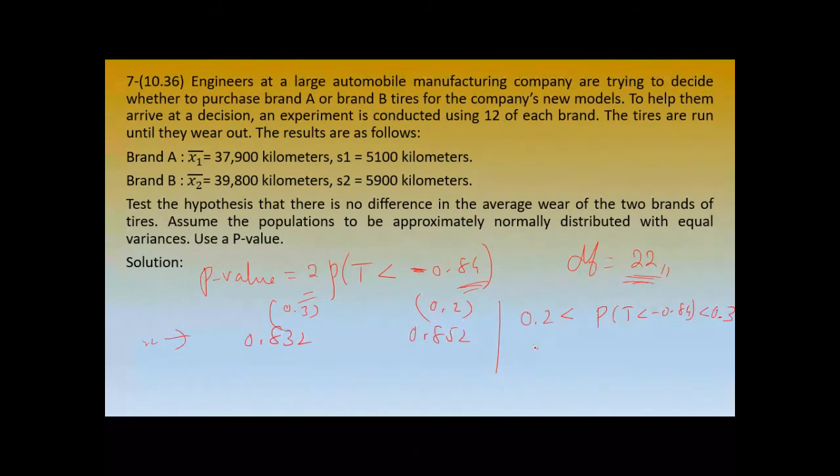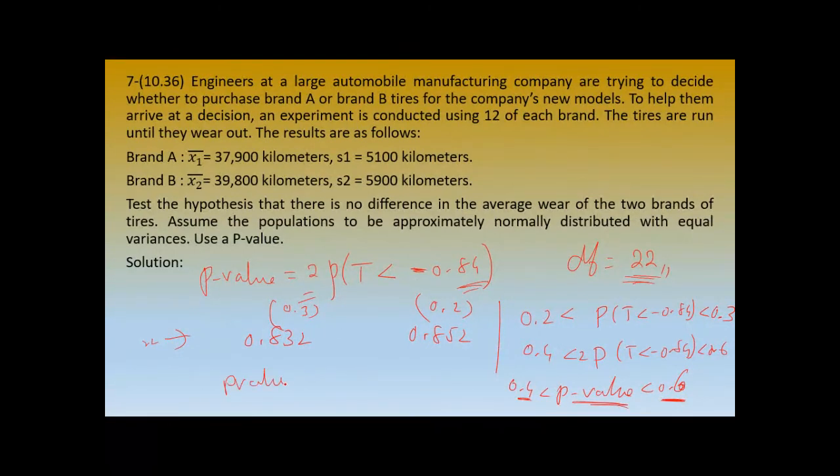0.3. When you multiply by 2, it will be 0.4 less than 2 times the probability of t less than negative 0.84, less than 0.6. It says that the p value lies between these two values, 0.4 and 0.6. In between, the p value lies. So the p value here is greater than 0.05. So accept H0, that's the condition.